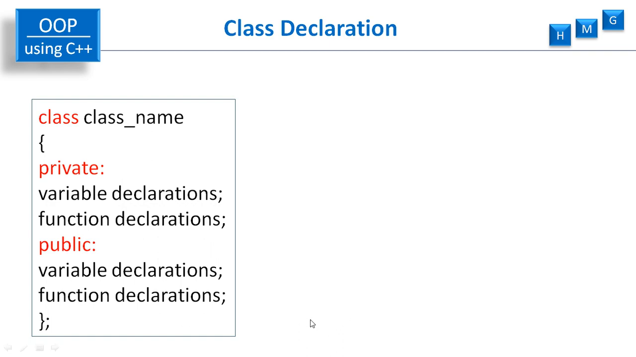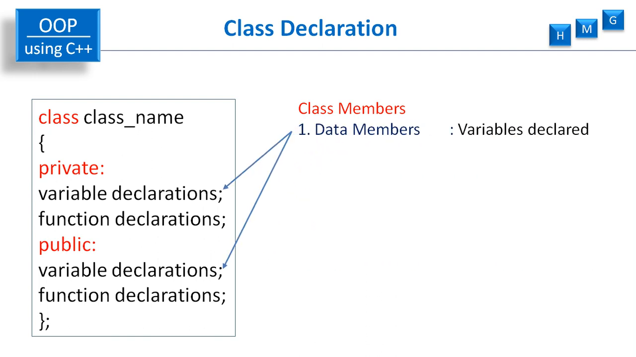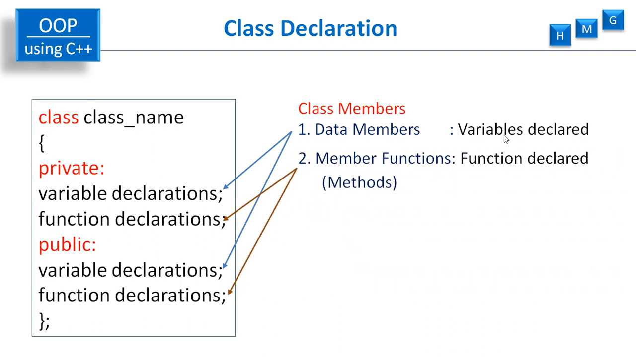Let us see the class members in detail. First, the class member is data members, which are indicated by these blue arrows. Whatever the variable declarations we are doing in the class, all are known as data members, because these variables represent data of a class. The second member is member functions.